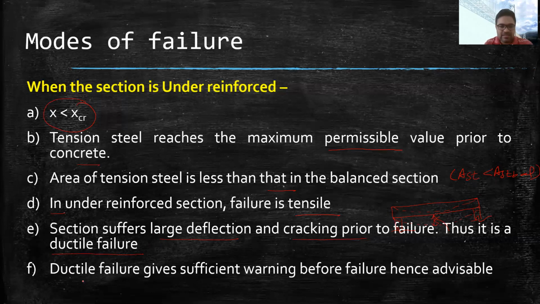So as I just said, ductile failure gives sufficient warning before failure, and hence it is advisable. If we are asked which section we should prefer in case of concrete beam design, we say that we should design our beam as under reinforced, because in this case the failure of the beam will be ductile and it will give us sufficient warning before the failure, and therefore it is advised. Why we don't use an over reinforced section, we will see in the next slide.